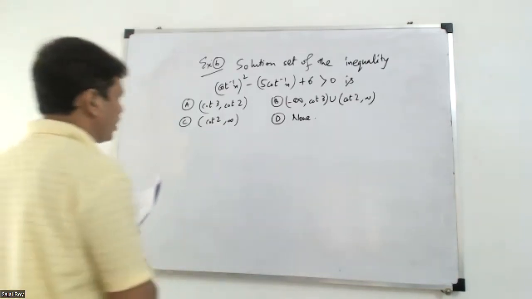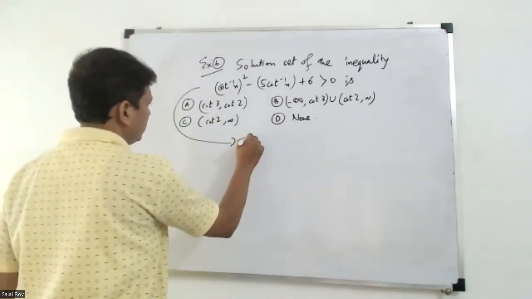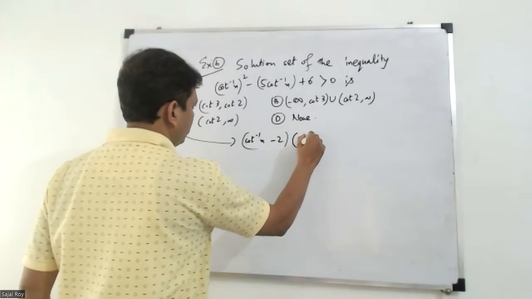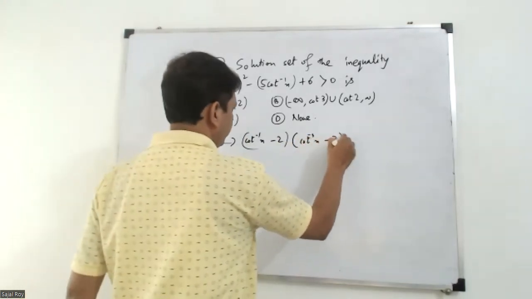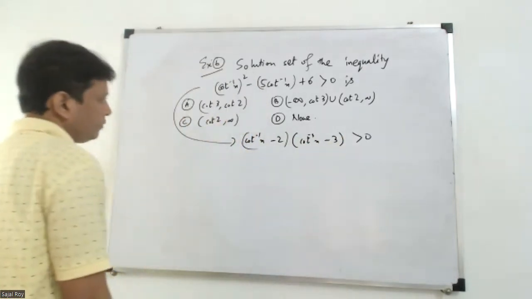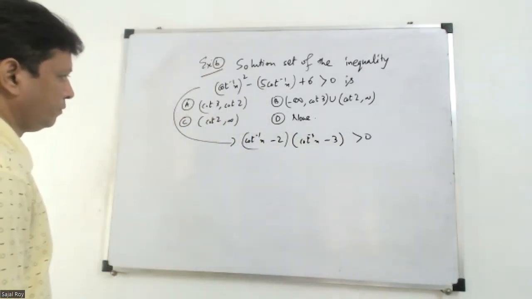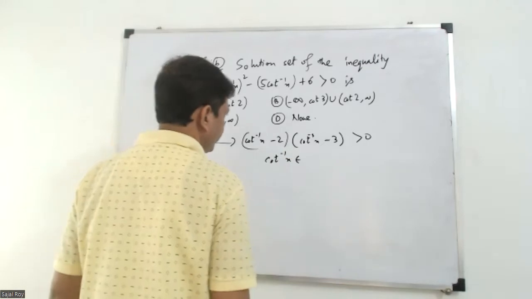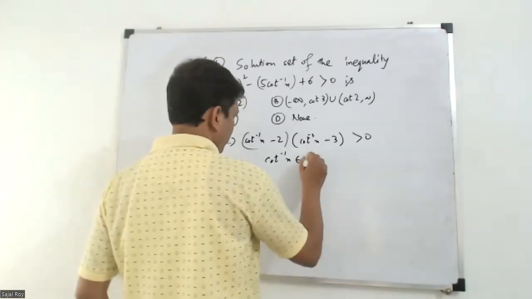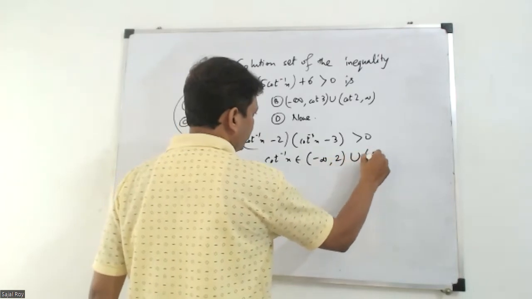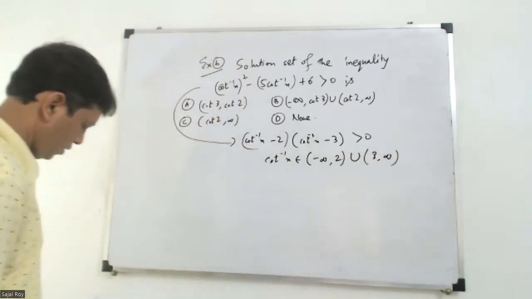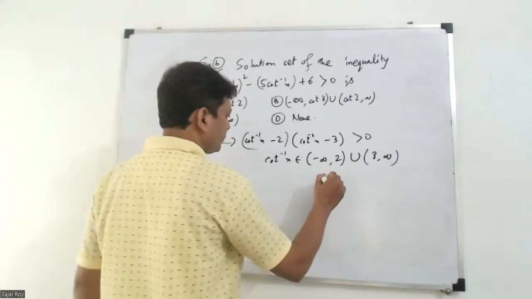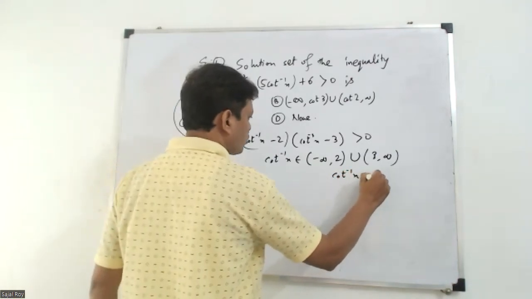So first of all, do the factorization. So cot inverse x belongs to minus infinity to 2 union 3 to infinity, right? Also, cot inverse x belongs to 0 to pi.